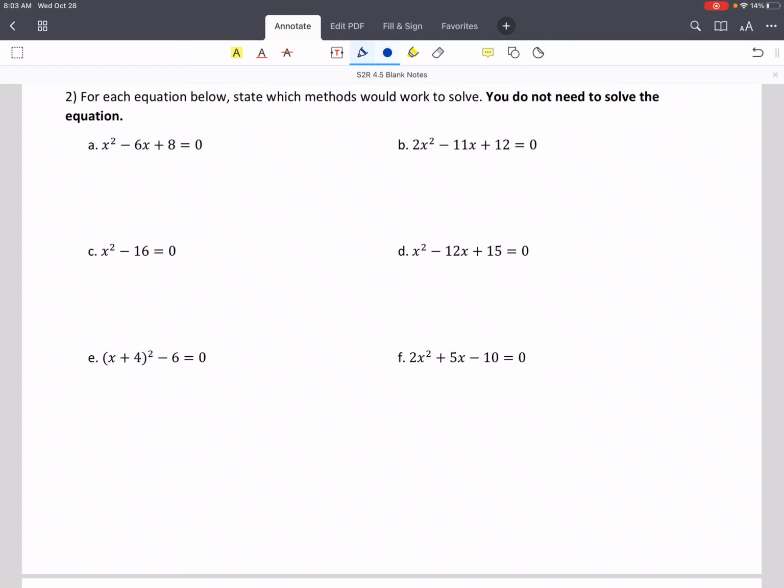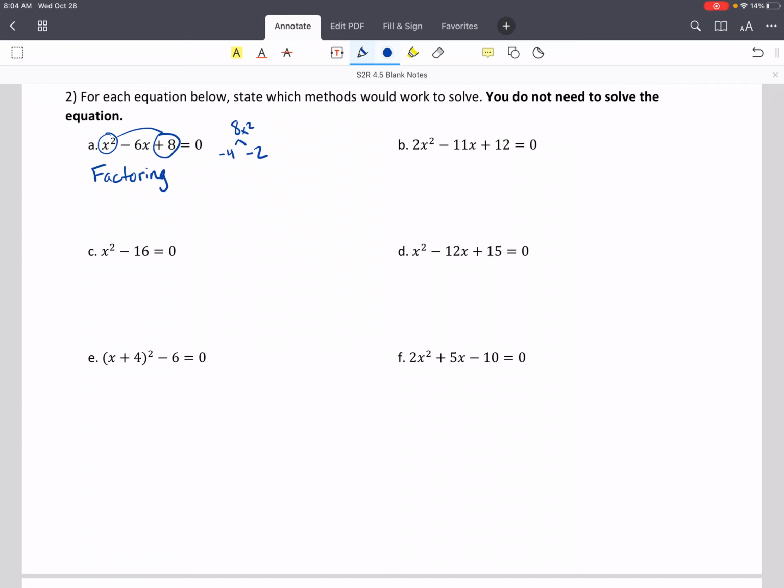Number 2, we're just going to identify which methods work. Notice we do not need to solve, we just need to identify which ones work. Okay, so starting with part A, I'm just going to kind of go through the list. I'm going to check to see if this factors. Does anything multiply to 8 and add to -6? That's -4 and -2, which means factoring would work for us.